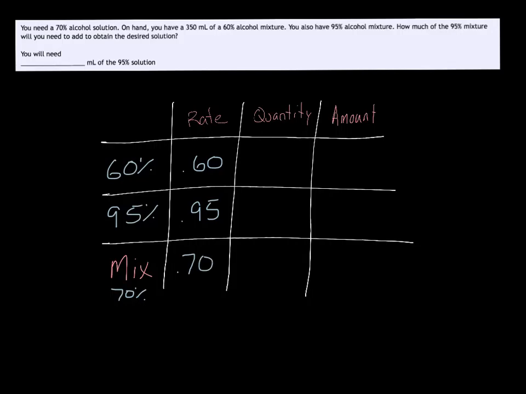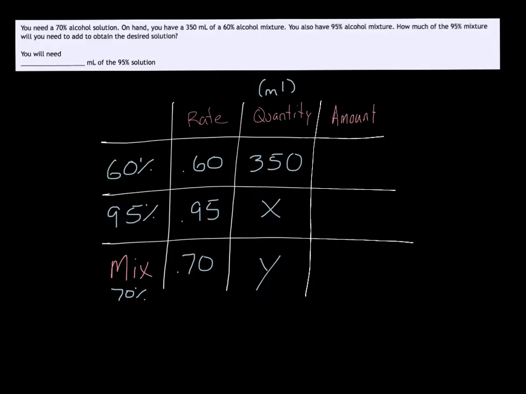Okay, the quantity is the amount of stuff you're going to be using. In this case, we're dealing with milliliters. We know we have 350 milliliters of the 60% solution. We don't know how much of the 95%, and we don't know how much we're going to have in the end. So we attribute variables for the unknown amounts: x milliliters for the 95% solution, and y milliliters for the 70% solution.